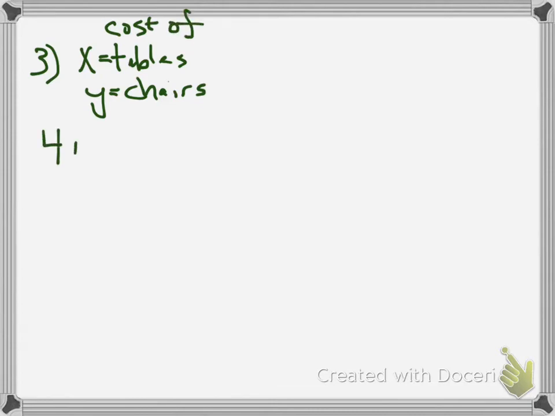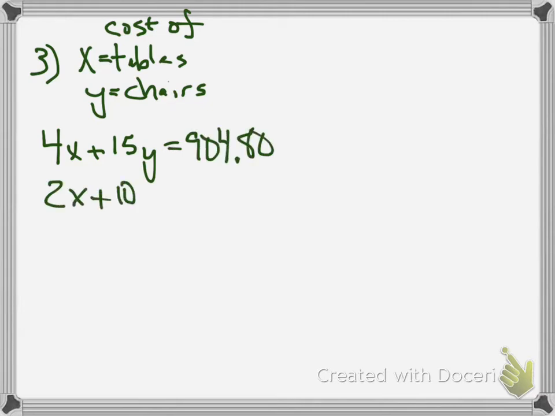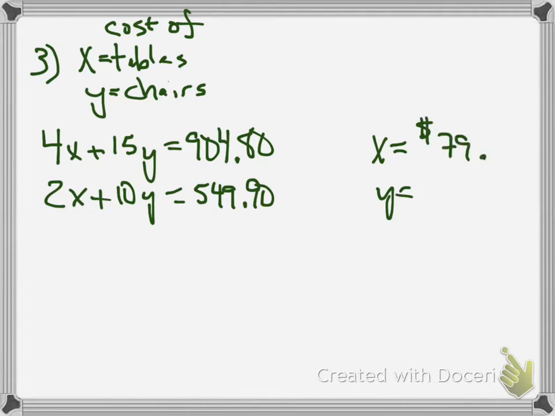Number 3, hopefully you have your theme in front of you, but X is going to be the tables, Y is going to be the chairs. That's very simple. All you got to do is say, and this is the cost of course, 4X plus 15Y equals $904.80, 2X plus 10Y equals $549.90. Then you can do your reduced row echelon form and everything else, and you would get X is equal to $79.95, and Y is equal to $39.